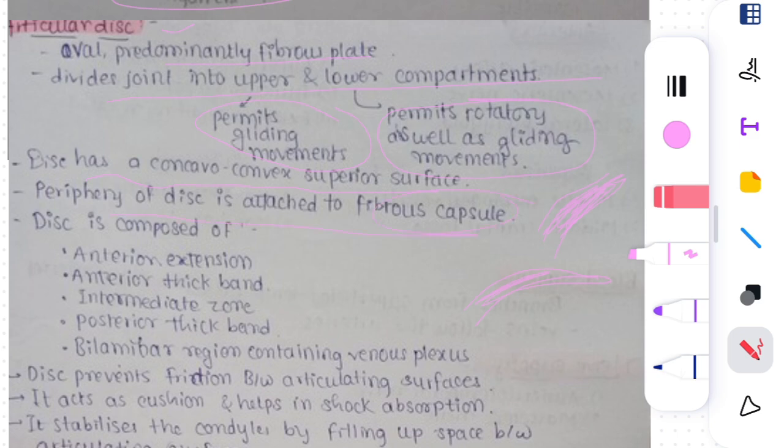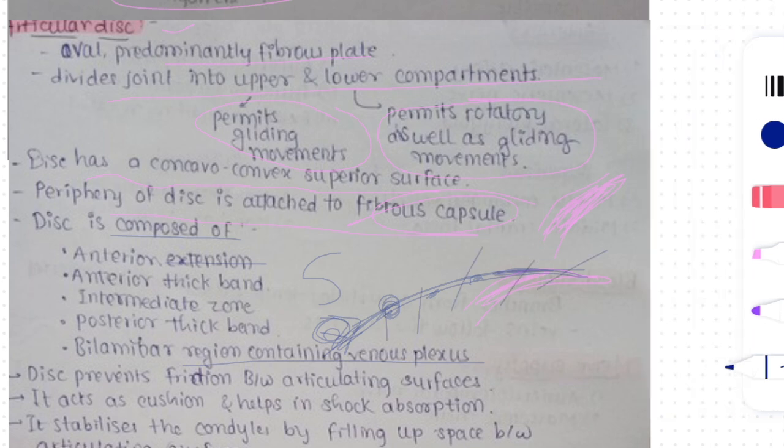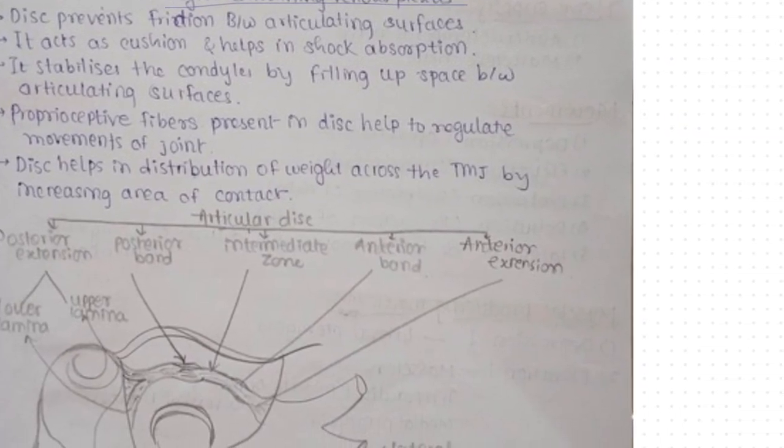Concavo-convex superior surface is present, and its periphery is attached to the fibrous capsule, and there is a disc composed of 5 parts. These are the anterior extension, anterior thick band, intermediate zone, posterior thick band, and posterior extension that contains the bilaminar region containing the venous plexus. So this is the disc, containing 5 parts. Easy: anterior extension, then band, then intermediate zone.